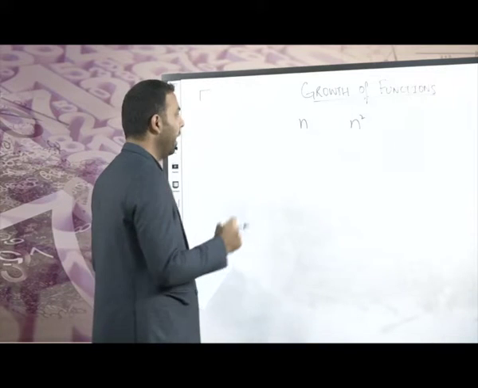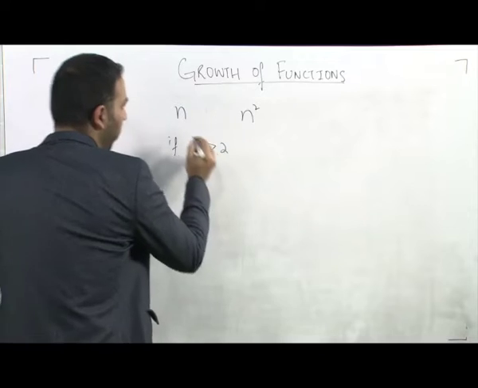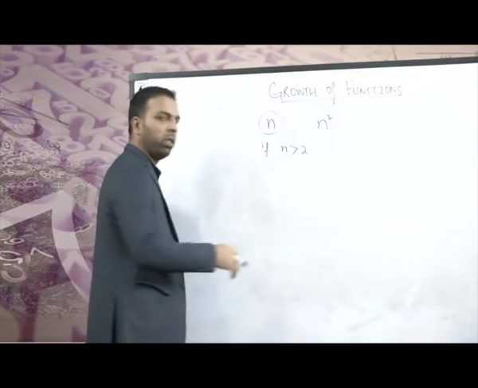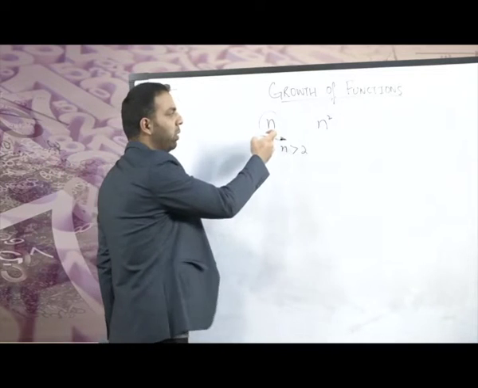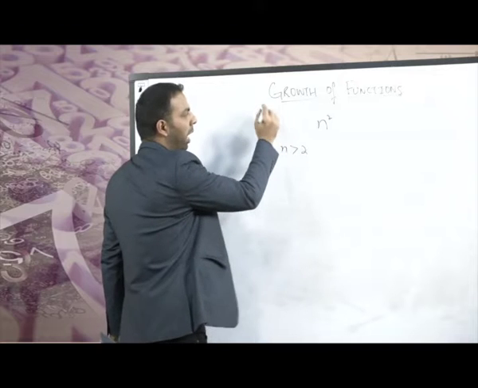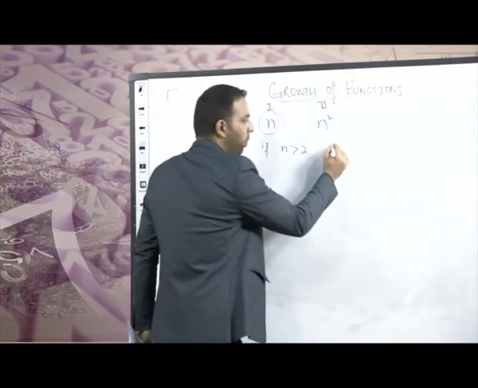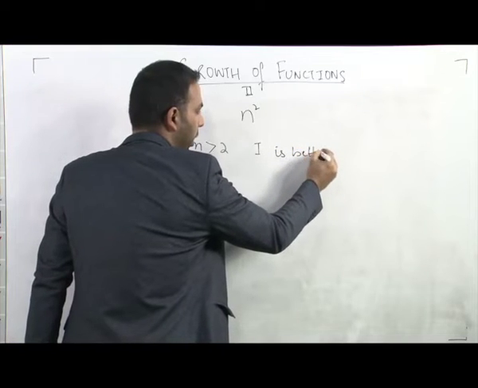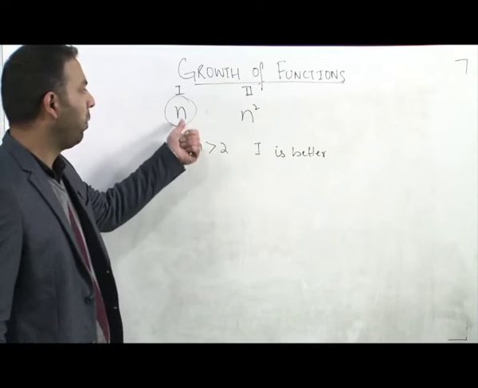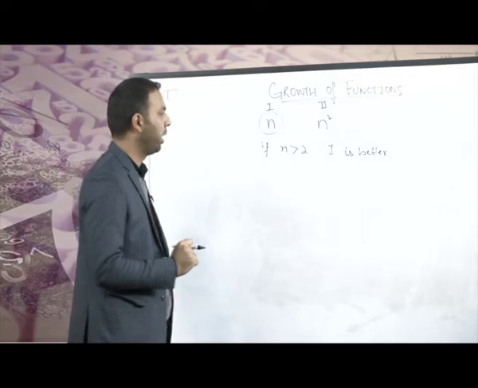But if we see that n is greater than 2, then this algorithm is good. Means if n is 3, 4, 5, 6, then only this algorithm is better than this. I will write here 1 and I will write here 2. If n is greater than 2, 1 is better. If n is less than 2, say n is 1, then it will be 1 and this will be 1 square, that is 1. At that time they will be of equal time complexities.